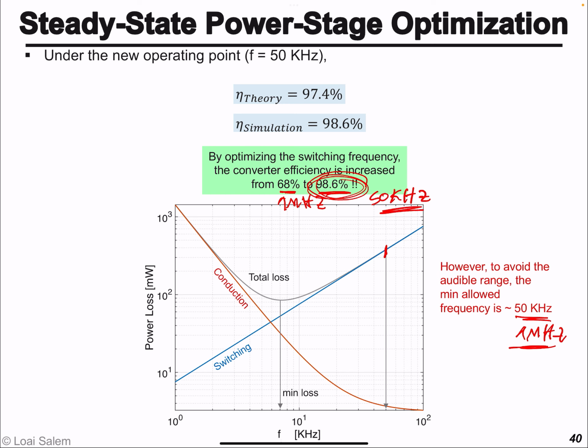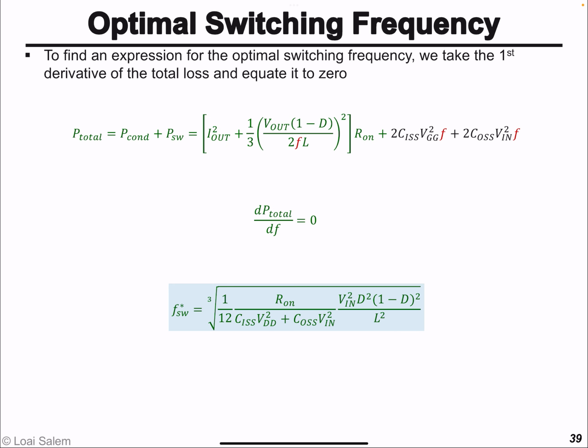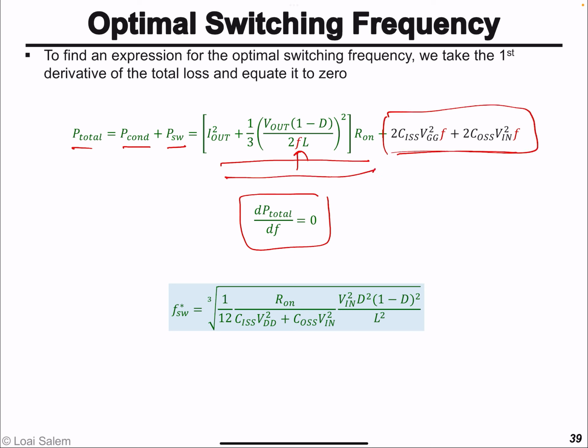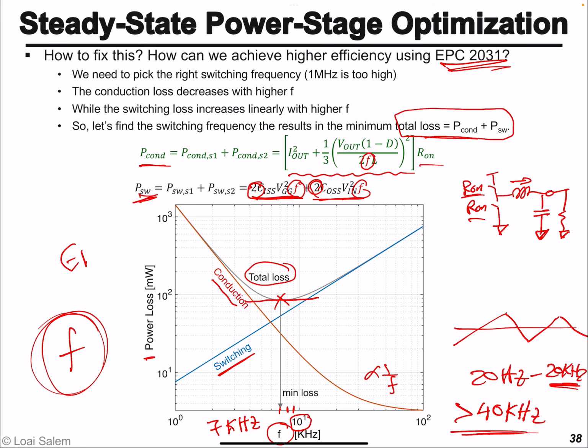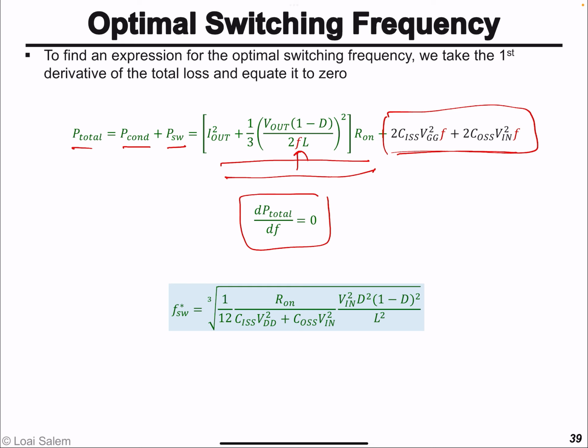So I'd like to get an analytical expression for the optimal frequency. And to do that, all we're going to do is get the P total, conduction plus switching. This is the conduction loss, this is the switching loss. And then take the first derivative with respect to the frequency. The first term is inversely proportional to the frequency, the second is proportional to frequency. Equate to 0, to get the point of essentially 0 slope, or essentially that minimizes the total loss. And you will find that the optimal switching frequency F star is given by this expression.